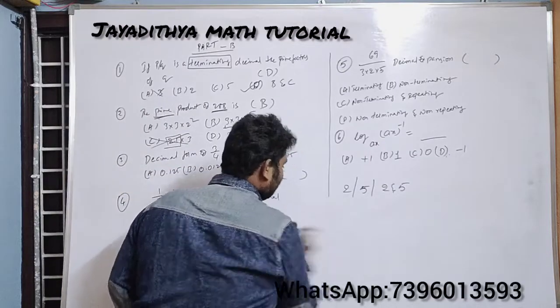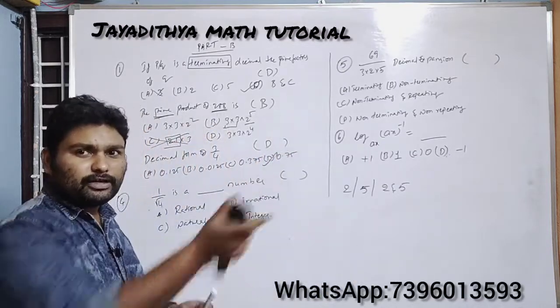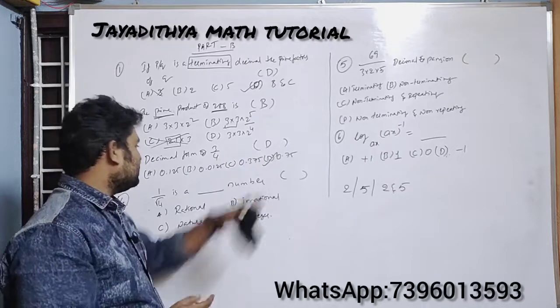You can do division also, you know that one. Take 0 point and your dividend will be 30 and you go on dividing. Again you will get the same answer.